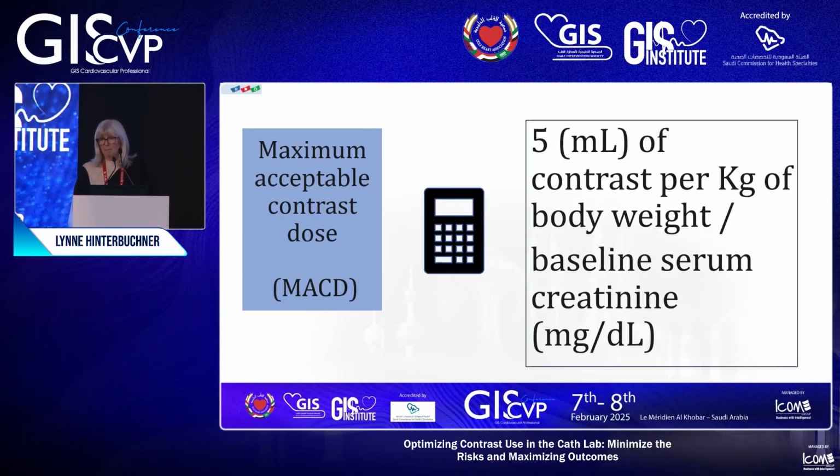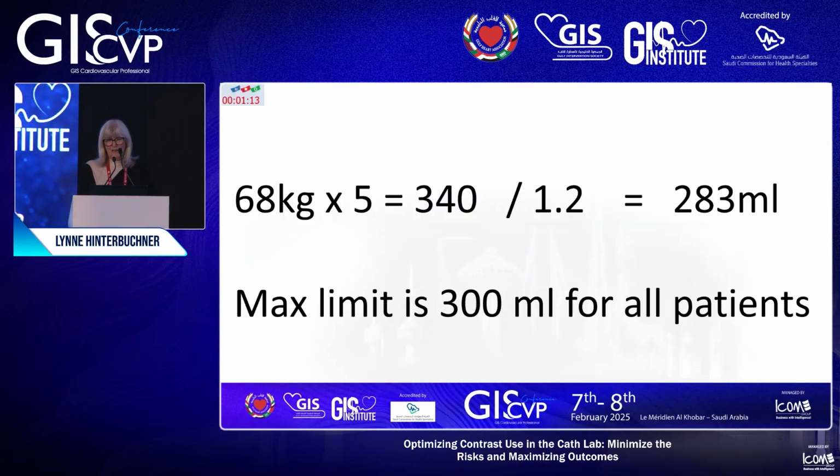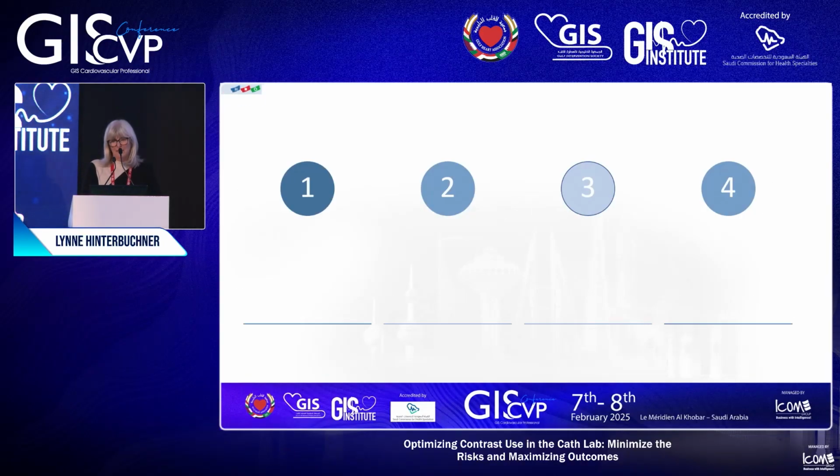So this is the dose calculation. How do you do that? Weight of the patient times 5 divided by the creatinine level, 1.2. It says 283 milliliters. You should not go above this. So when you're getting close to it, you should say, hey doc, we're getting close to the level. Do you think we should stop? This is mostly what you do in a CTO because that's where the contrast is really flying. Maximum limit for every patient is 300 milliliters.